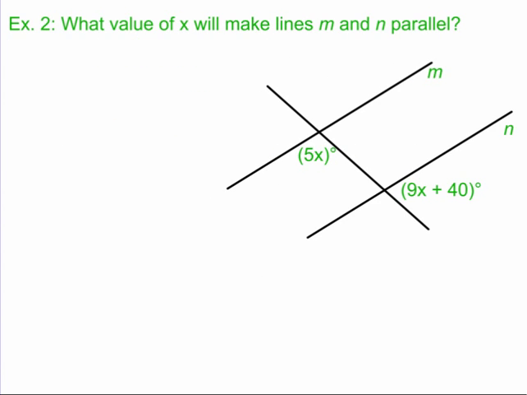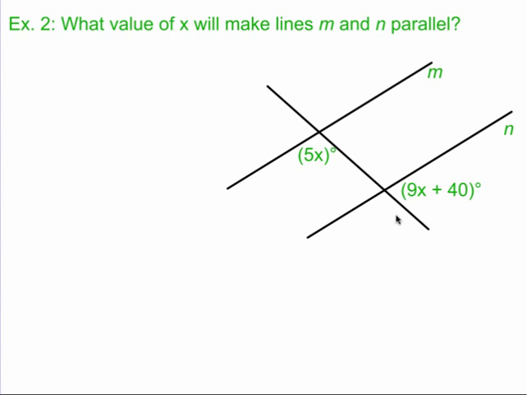Let's take a look at example 2. In example 2, we're trying to figure out what value of x will make lines M and N parallel. All right, so we know this angle here is 5x degrees. We know this angle here is 9x plus 40 degrees. All right, so if we could find some way to relate these, we could probably figure out what x is. However, these two angles don't fit into any of our angle pairs. So that makes this a little more difficult.